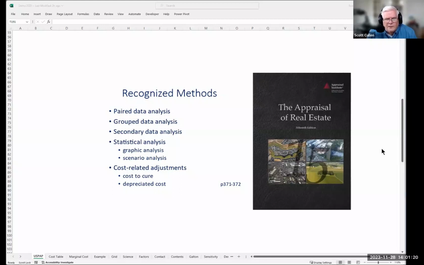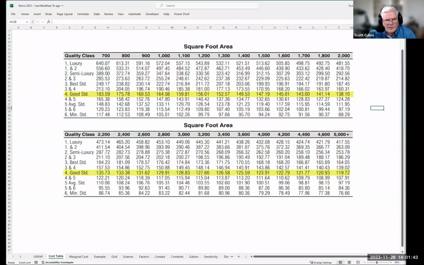And then my favorite, cost-related adjustments, specifically depreciated cost, because I think that is the fastest way to get market-supported adjustments for probably half the grid. The bottom half of the grid is primarily cost-related adjustments. It's very clean data. I'm going to switch over to the cost table.